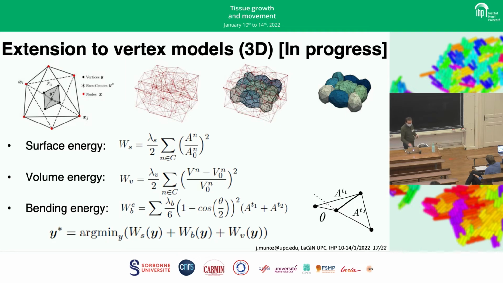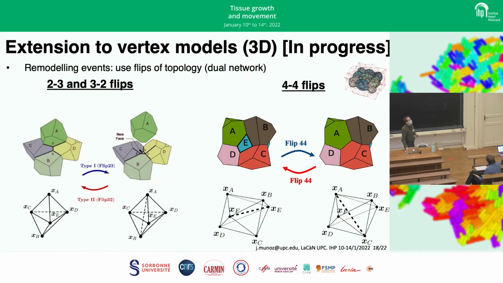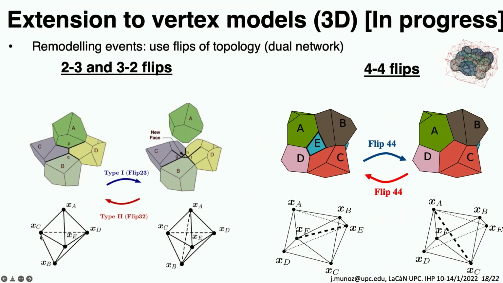The bending energy doesn't seem to be very necessary, and we minimize with respect to the vertex positions. The topological change is also described by cell centers, so you can track who is in contact with whom with a dual network, which is the cell centers. This requires doing some flips in the mesh of tetrahedra that is behind the vertices between the cell centers, and this requires convexifying this mesh of tetrahedra.